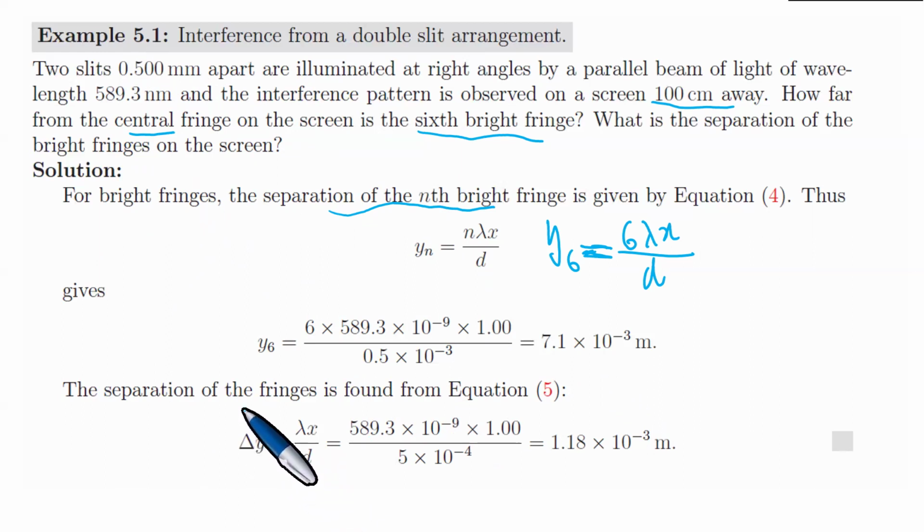Now, what is the separation of the bright fringes on the screen? The delta y is always lambda x divided by d. The d itself is 5 times 10 to the minus 4 meters, from the 0.5 millimeters. The lambda is the wavelength, 589.3 times 10 to the minus 9, because it is in nanometers. Then the x is 100 centimeters away, which is just 1 meter from the screen. And therefore, that is 1.18 times 10 to the minus 3.